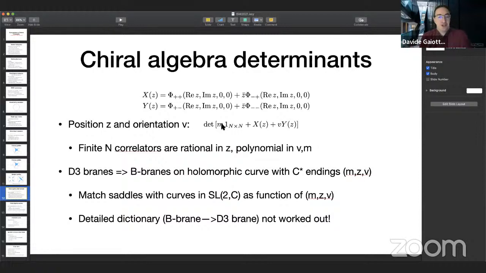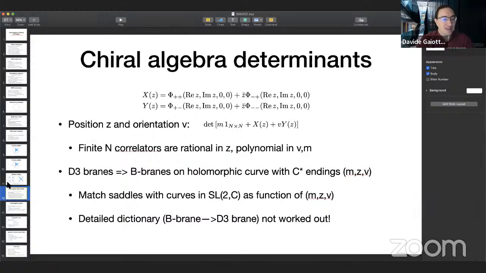The correlation functions of a collection of determinants are going to be rational functions in Z, just free chiral algebra correlation functions, and they're going to be polynomials in these parameters V and M. But somehow you would like to see that in the large N limit, you get an e to the minus N behavior with multiple saddles, which can have a geometric interpretation.